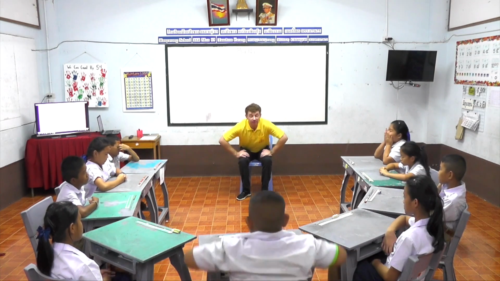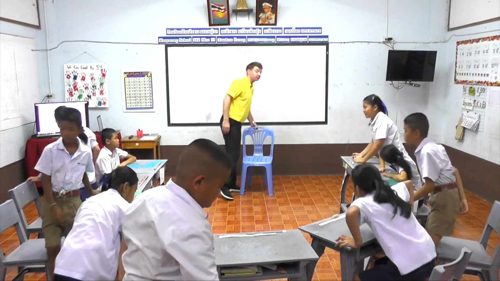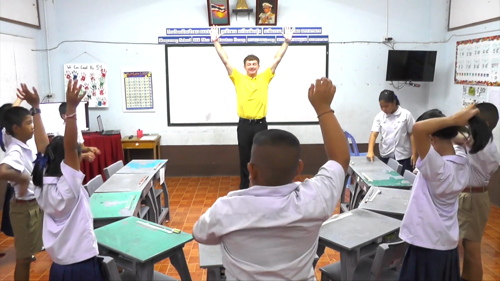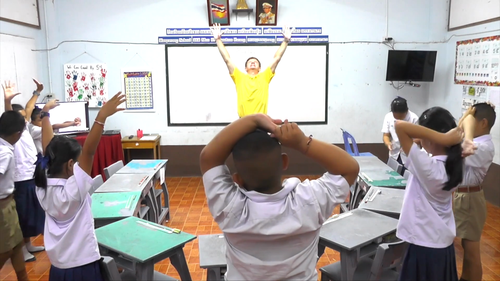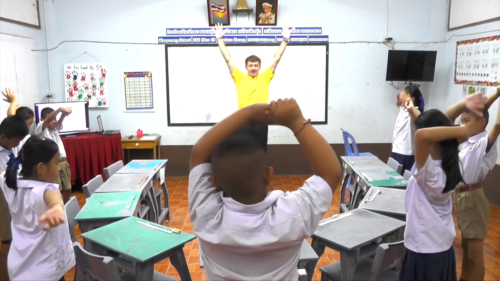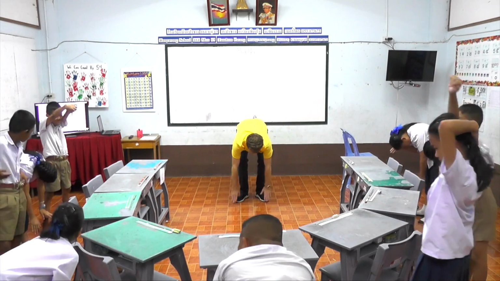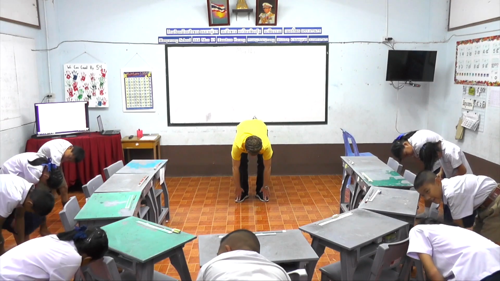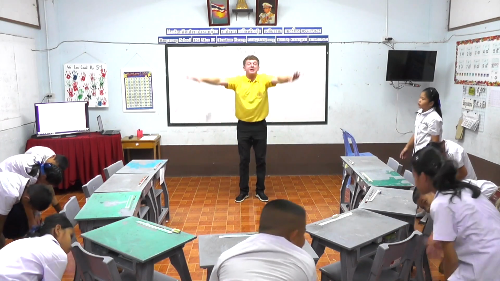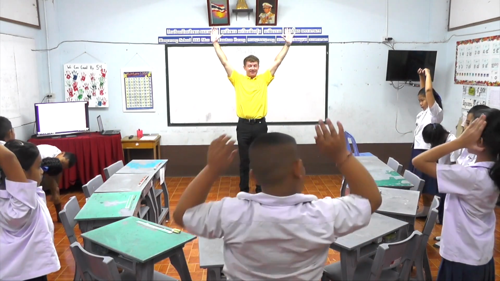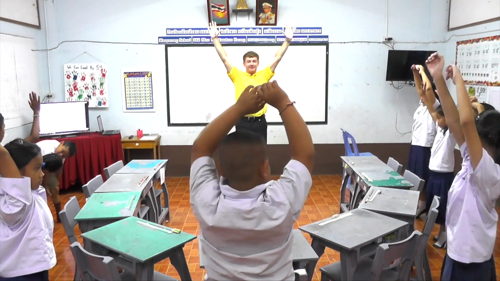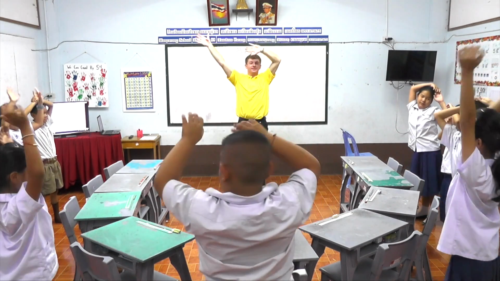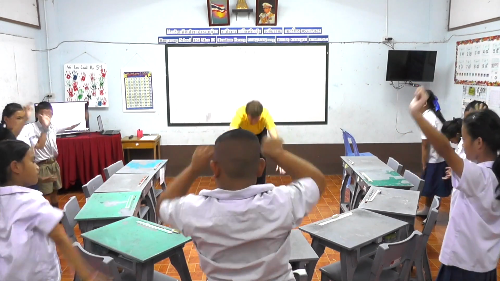Excellent. Next, we'll do our stretching sequence. So let's stand up and push in our chairs. And we'll begin by stretching up high. High to the sky. And then let's go down low. Touch our toes. And let's go back up high. And this time, can we go tippy-toe high? And while we're there, let's have a wave. And then back down to touch your toes.